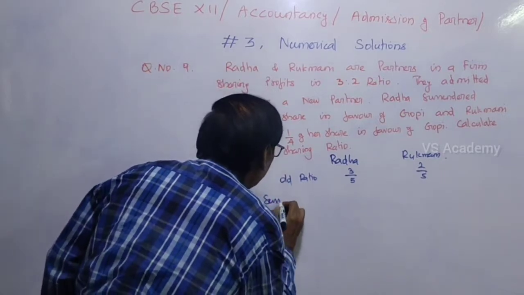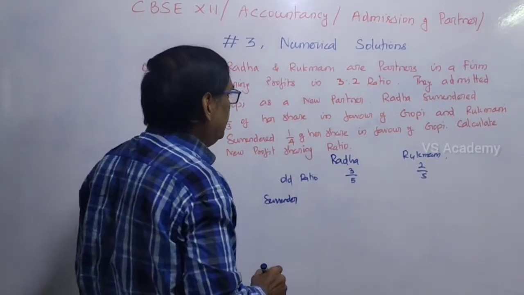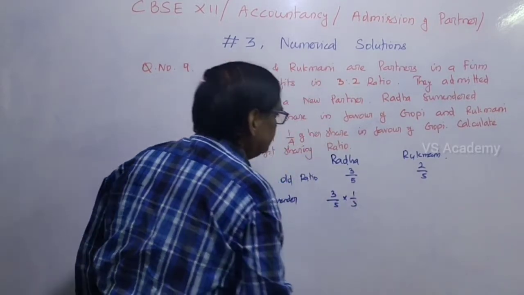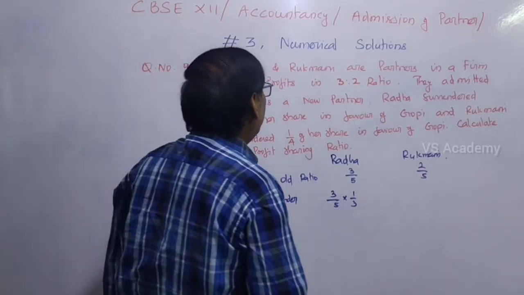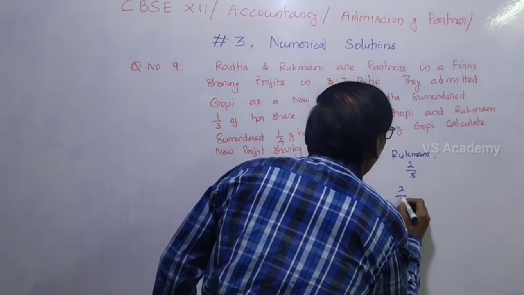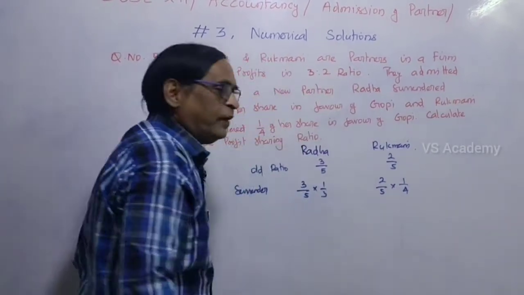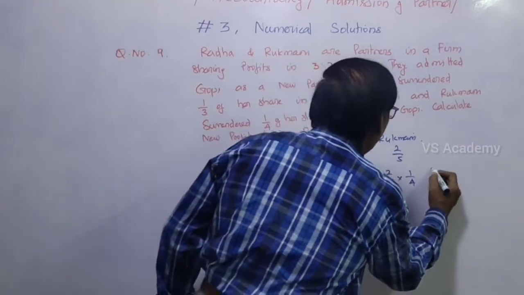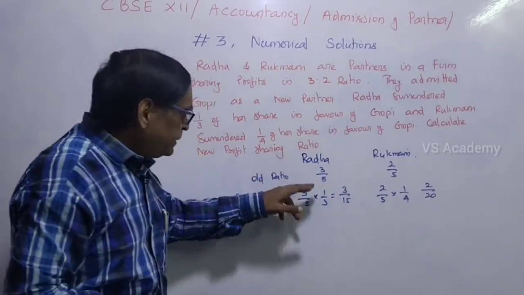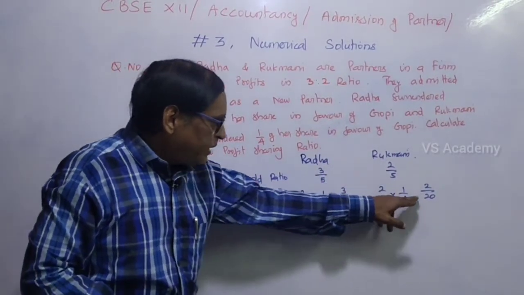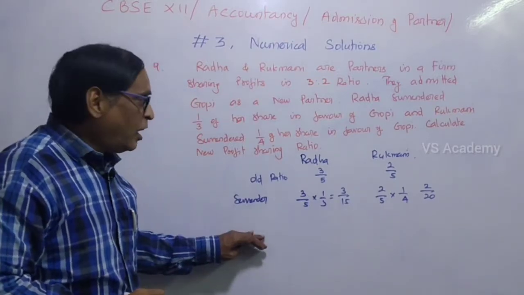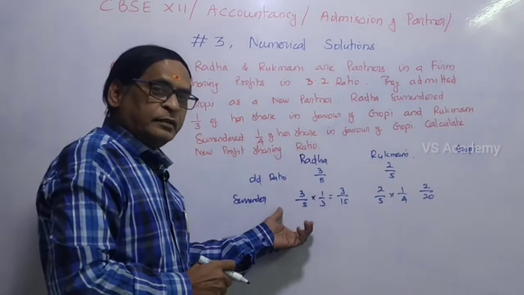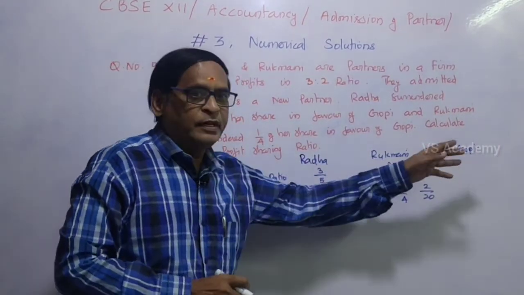So Radha surrenders 1/3 of 3/5, and then Rukmani surrenders 1/4 of 2/5. So the total surrender is 3/15 and then 2/20. So Radha is surrendering 3/15, Rukmani is surrendering 2/20. So the new share of Gopi will be, if we add the surrender of both Radha and Rukmani, we will get the new share of Gopi.